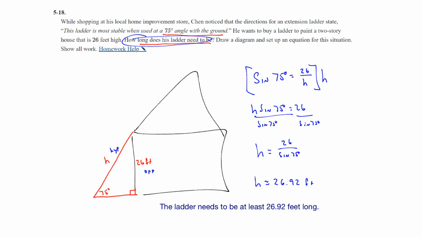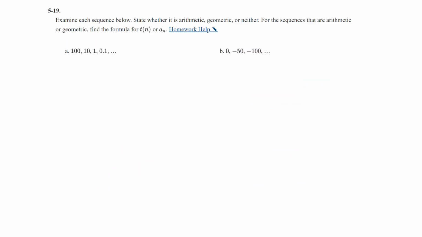And so make sure you do answer the question there. I went ahead and kept it with the 26.92 feet. If you show your work in this problem, then it would be okay if you said the ladder needs to be at least 27 feet long, but you have to make sure you're showing your work as to why you would have rounded to 27.